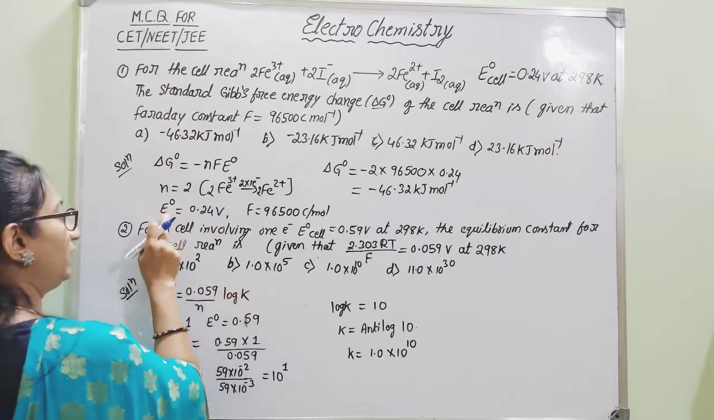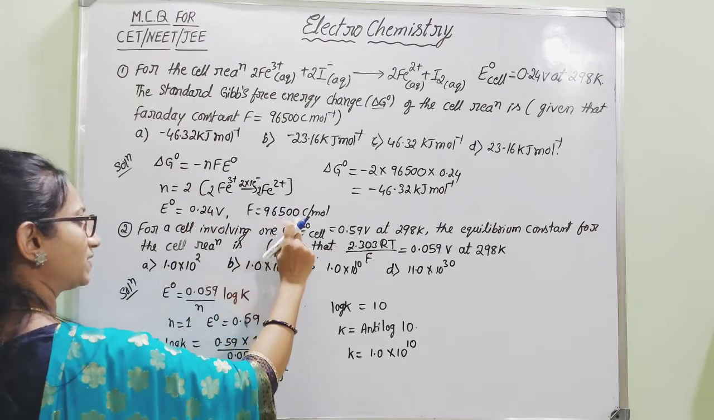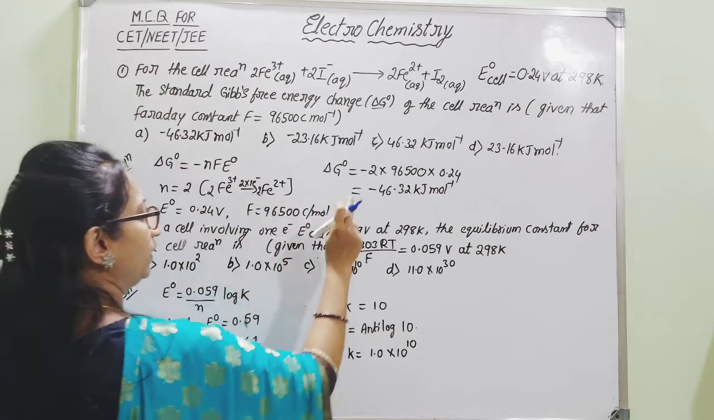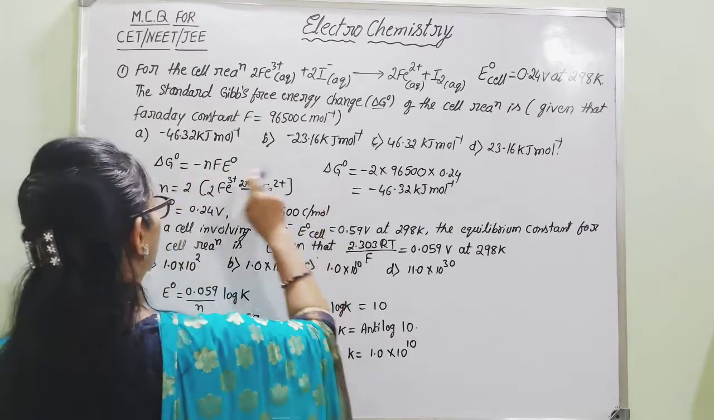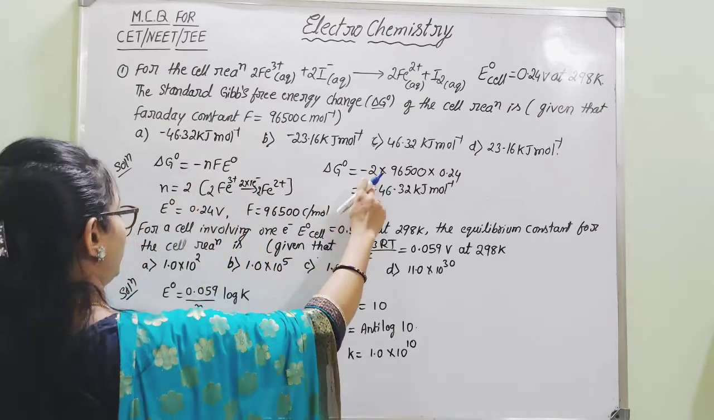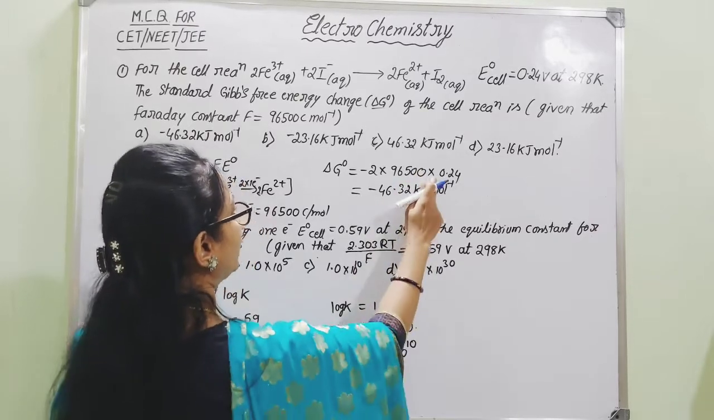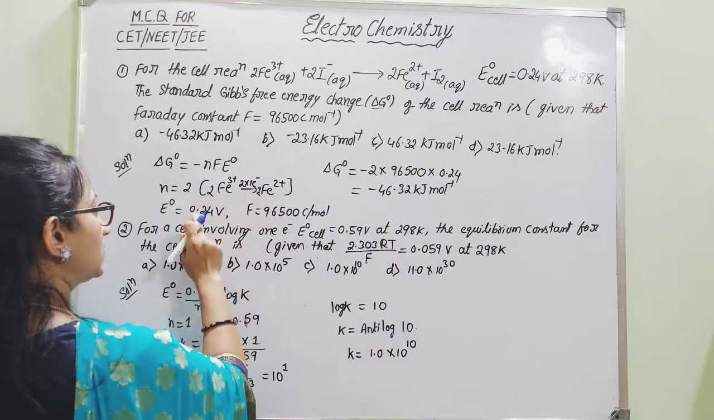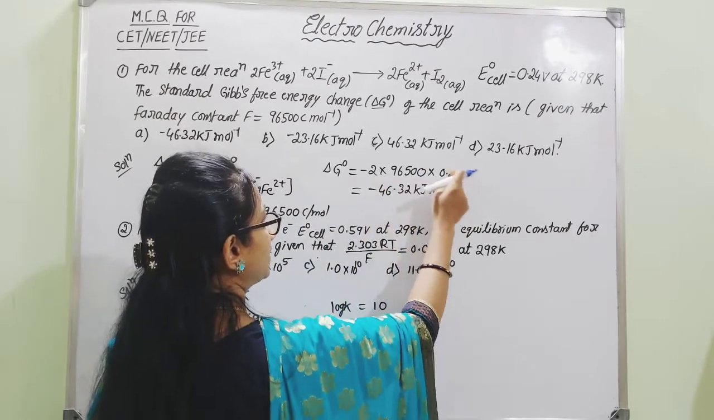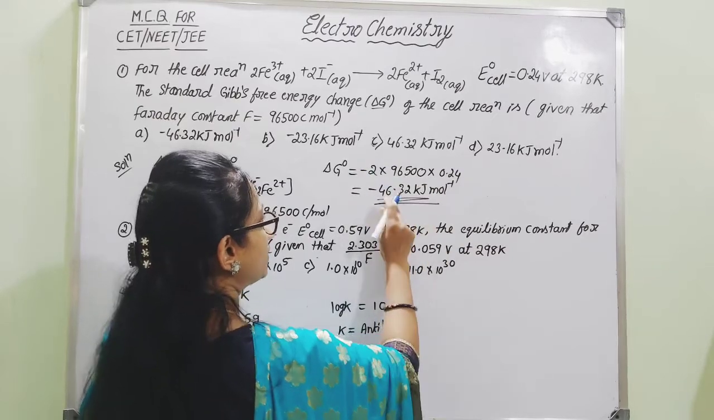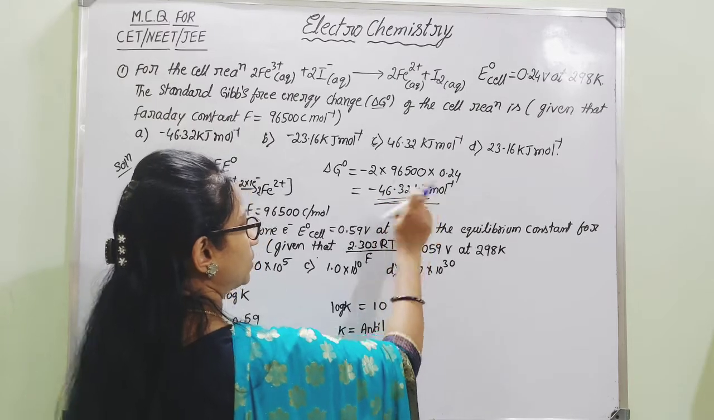Then, they have mentioned E0 cell value is equal to 0.24 volt and F is equal to 96,500 coulombs per mole. If you substitute all these values in the given expression, delta G0 is equal to minus n value 2, then F value 96,500 coulomb, into E0 value 0.24 volt. If you simplify these values, finally you get the answer, that is minus 46.32 kilojoules per mole or mole inverse.